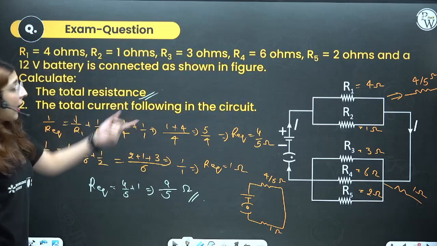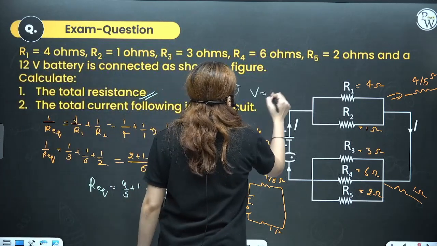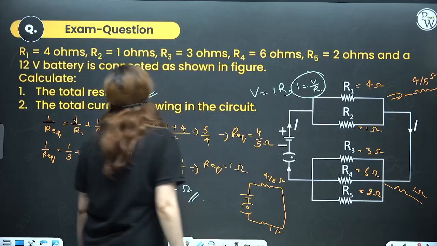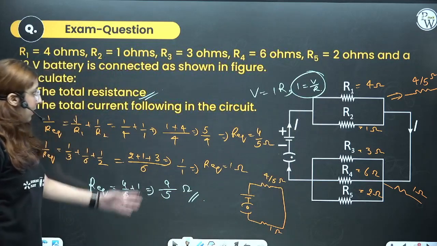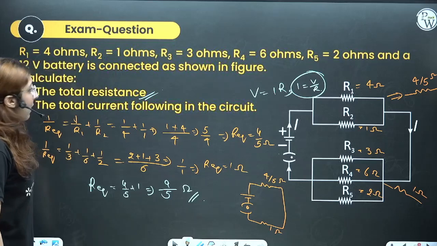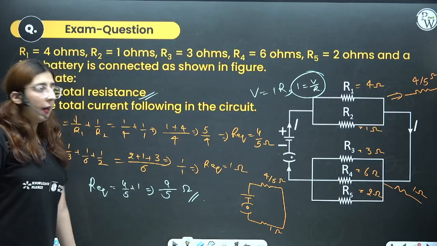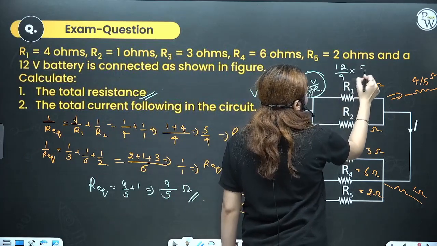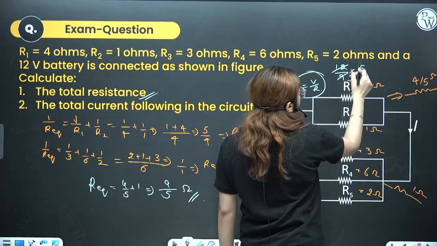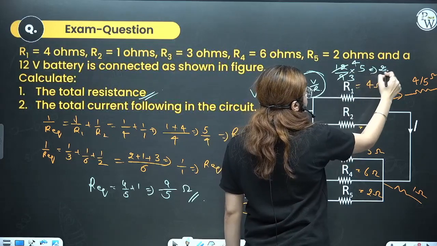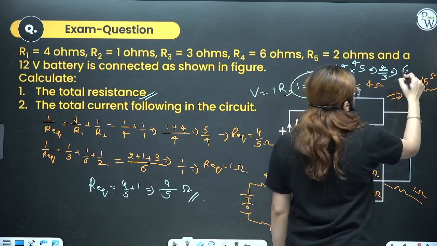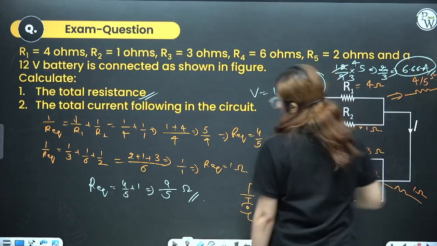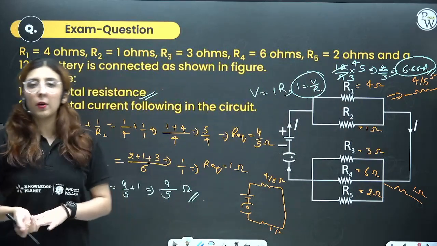What is the total current? Everyone, total current, V is equal to IR, I is equal to V by R. You have voltage, you have your resistance, right? 12 by 9 by 5. Okay, simple. 20 by 3, 6.66 ampere. I hope the question is clear, everyone.